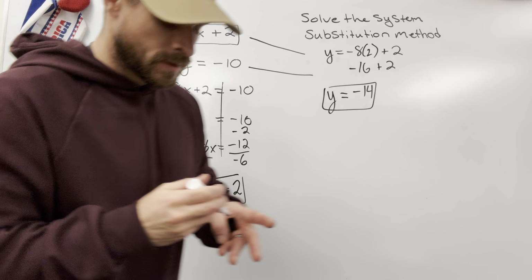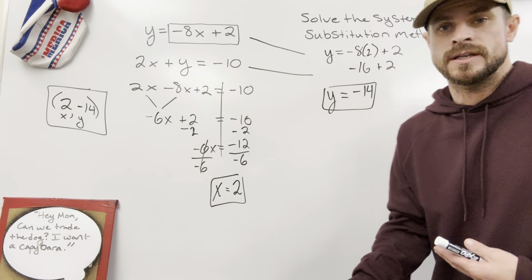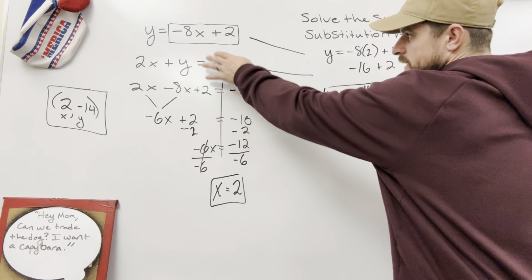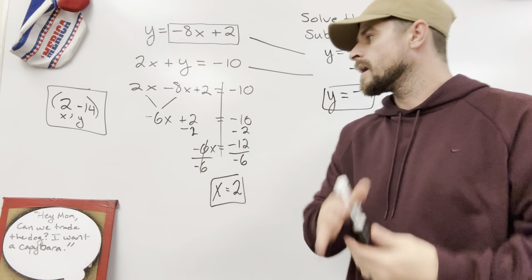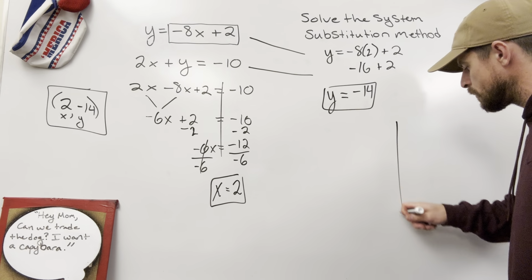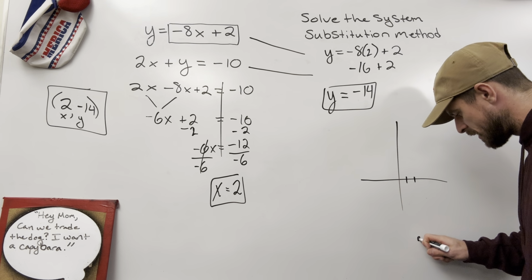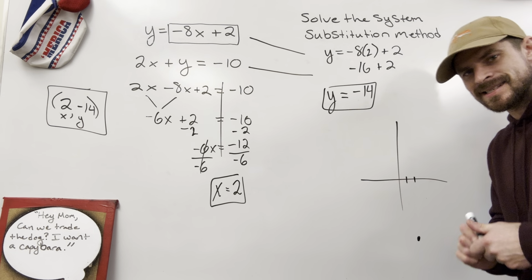Keep in mind, another method of solving a system is through graphing. We're not doing that in this video. That's another method you could use. But if I were to graph this line and this line, they're going to intersect, they're going to cross paths at 2, negative 14 on a graph. That would be somewhere about 2 over, 14 down. So somewhere down here, those two lines are supposed to intersect. Hopefully that makes sense, okay?